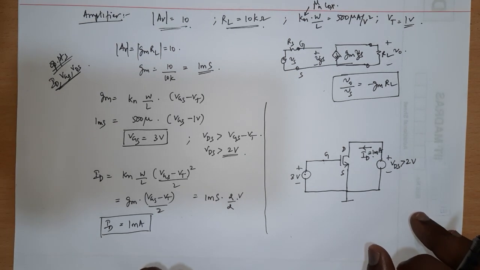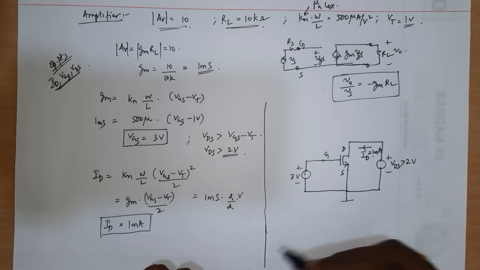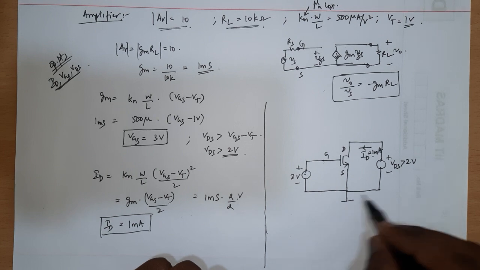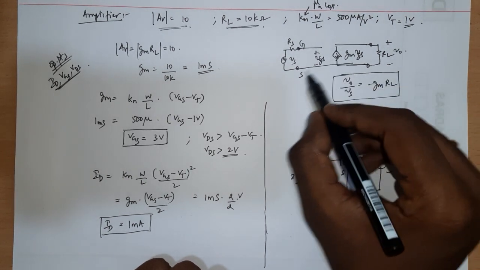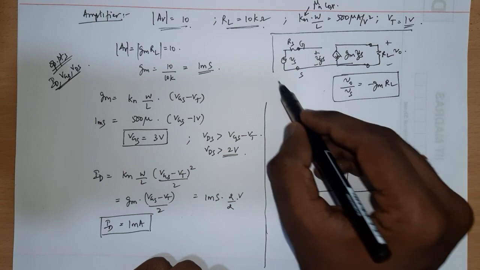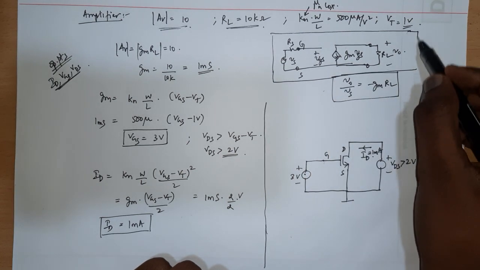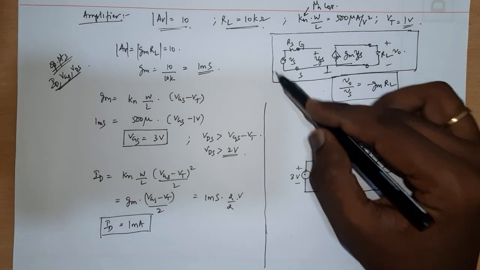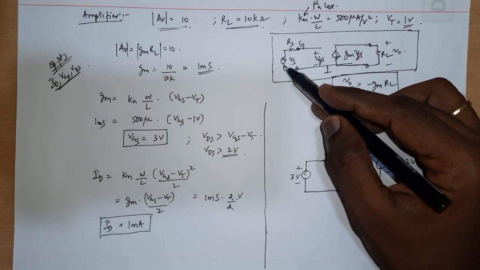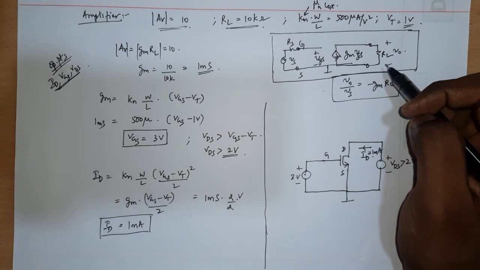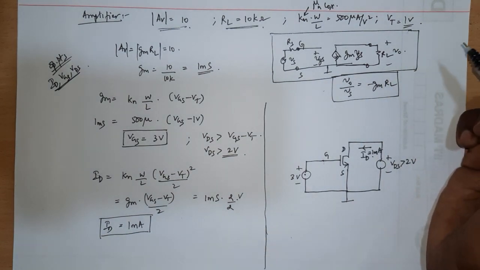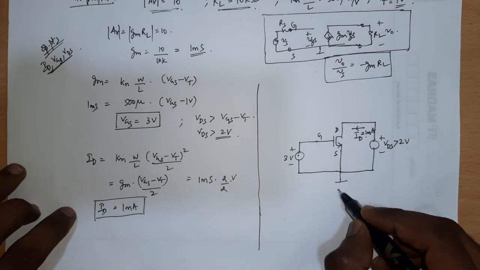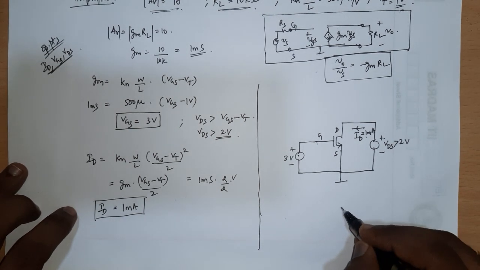But the obvious problem with this particular bias is that incrementally what I wanted is this incremental equivalent. The source should be grounded, and then I want some source voltage, some kind of signal to be given at the input, and some load at the output. But I don't have anything here like that. So how would my incremental equivalent look? It would look like this transistor's incremental equivalent.